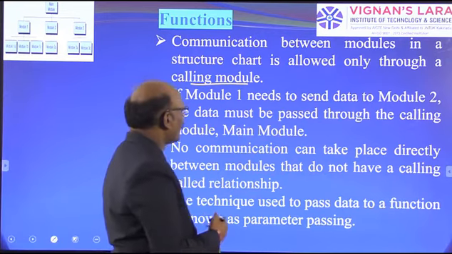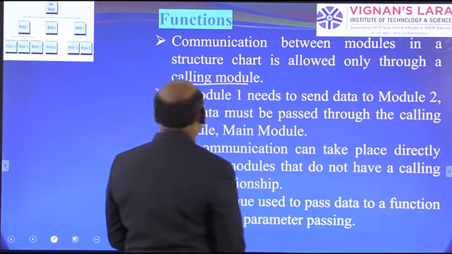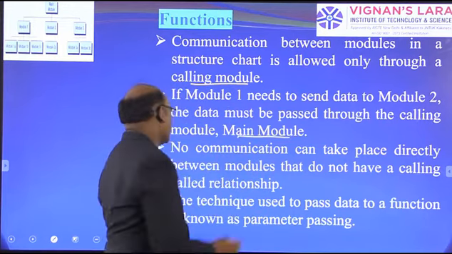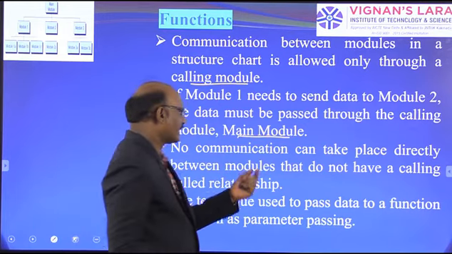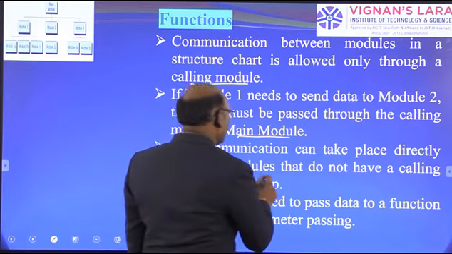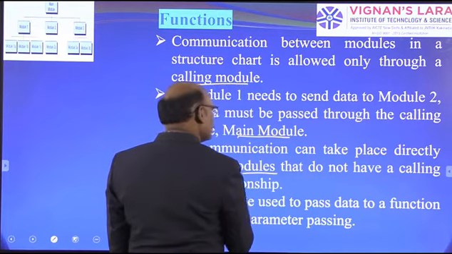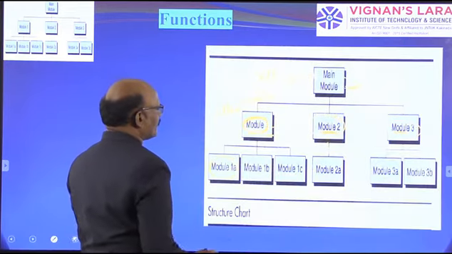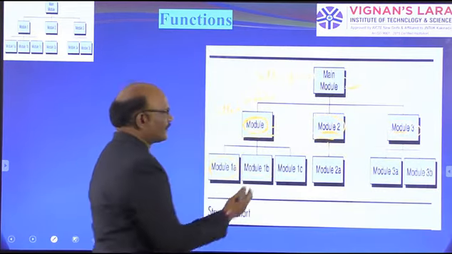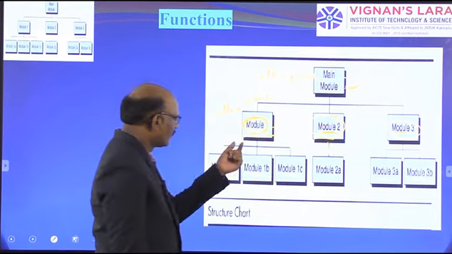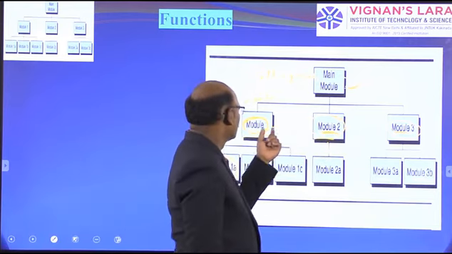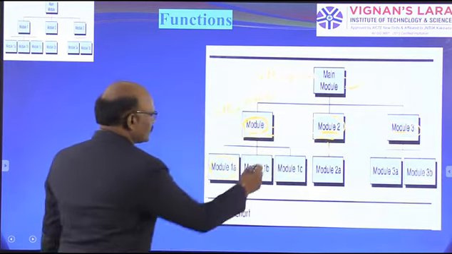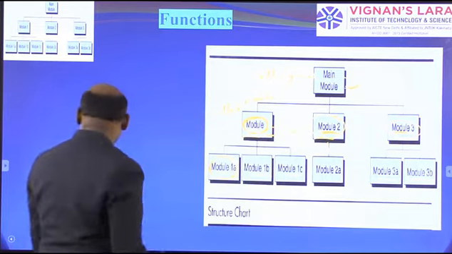If module 1 needs to send data to module 2, the data must pass through the calling module, that is the main module, as already discussed. No communication can take place directly between modules that do not have a calling-called relationship. Here, module 1 and module 2 cannot communicate directly. If module 1 wants to communicate with module 2, it is possible only through its calling module, the main module.